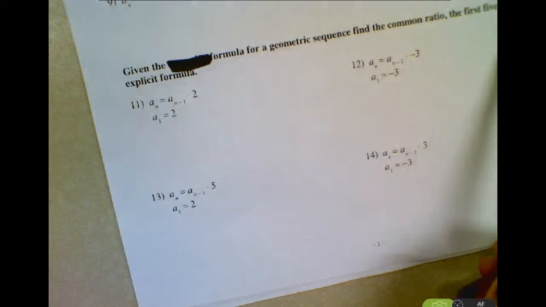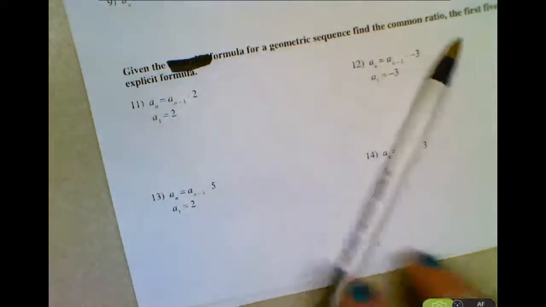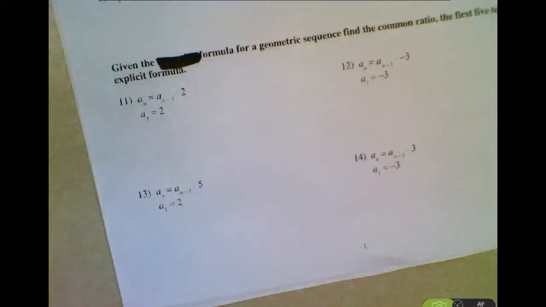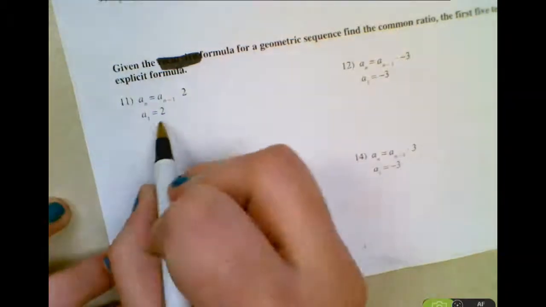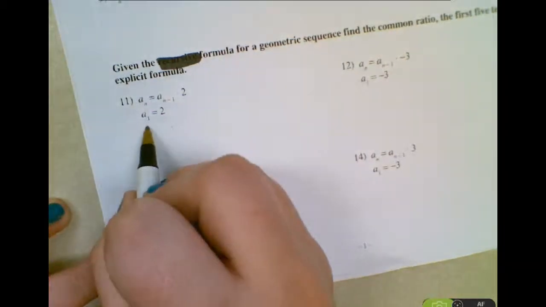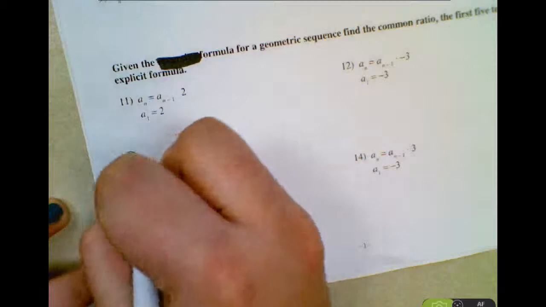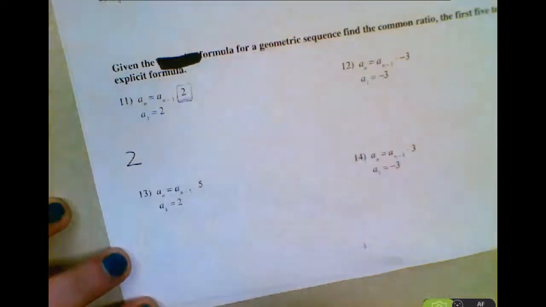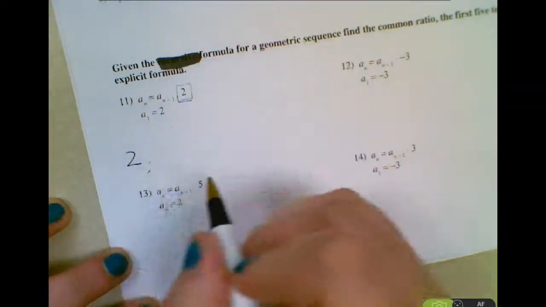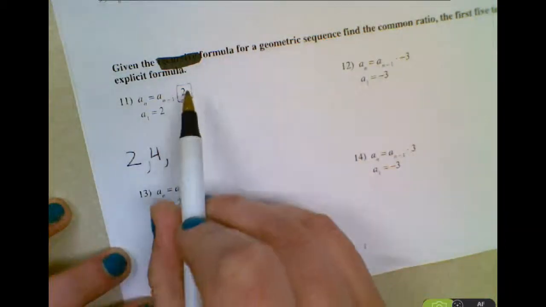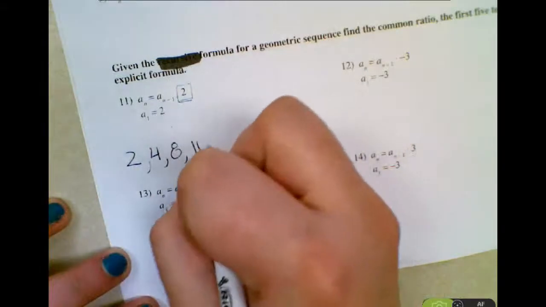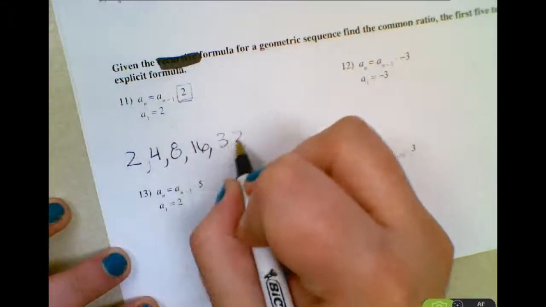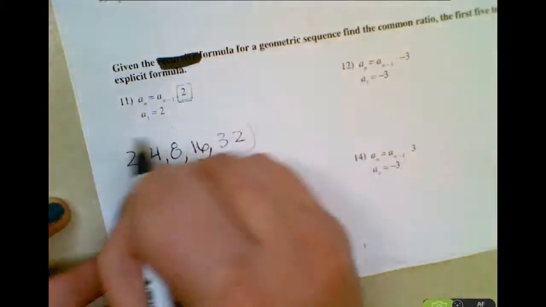the first 5 terms, and the explicit formula. So just like the last ones, this looks a little scary, but it's not nearly as scary as it looks. So our first term, our A1 right here, says that we're starting at 2. Notice here, this is our multiplier. So we know 2 times 2 is 4, so that gives us our next term. Then we're going to take 4, and we're going to multiply it by 2 to get 8. 8 times 2 is 16, and 16 times 2 is 32. So that gives us our first 5 terms.